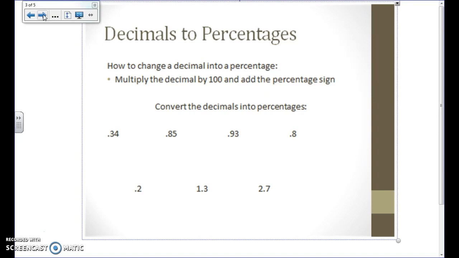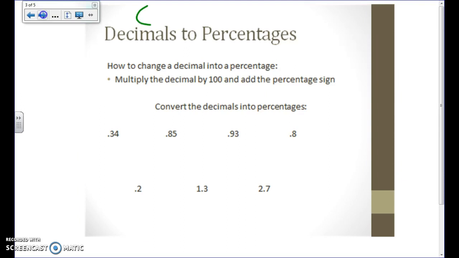Okay. If I had a whole up here and I had it cut into 100 different pieces and I had that much of it, 20% of it. That's 20% of 100%, or it's 0.2 of 1. Either way you want to think about it.